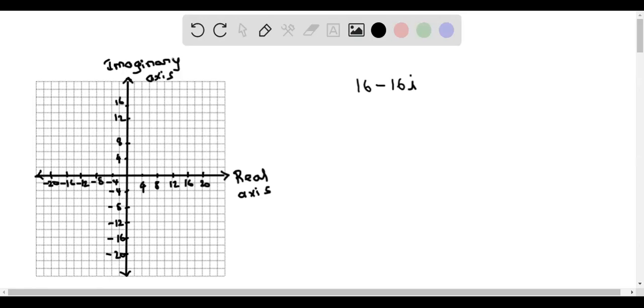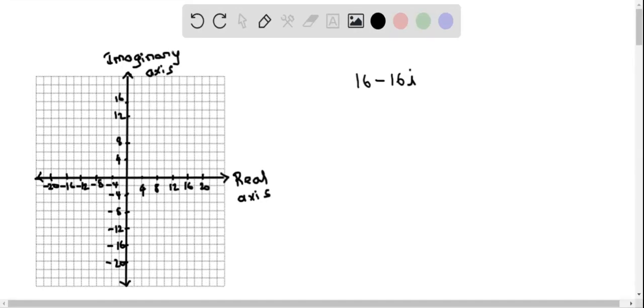Let's plot this complex number 16 minus 16i on the complex plane. So the real part of this complex number is 16. This is the real part, and negative 16 is the imaginary part. So we have to look out for the real part 16, which is this.